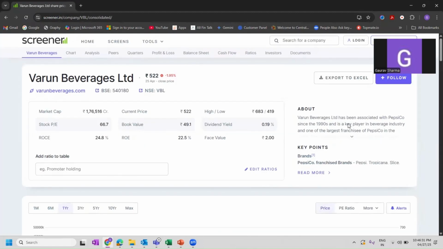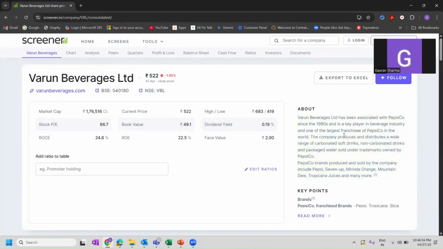So Varun Beverages has been associated with PepsiCo since the 1990s. It's a key player in the beverage industry. It's one of the largest franchisees of PepsiCo in the world. So the company produces and distributes a wide range of carbonated soft drinks, non-carbonated drinks, and packaged water sold under the trademark owned by Pepsi.